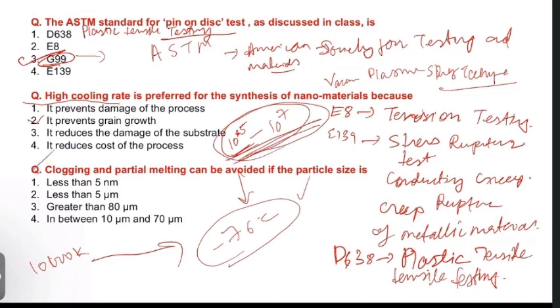Okay, next question. Clogging and partial melting can be avoided if the particle size is less than 5 nanometer, less than 5 micrometer, greater than 80 micrometer, or in between 10 micrometer and 70 micrometer. What should be the sample size which you have to put in the vacuum plasma spray technique so that we can avoid clogging and partial melting? What should be the sample size?